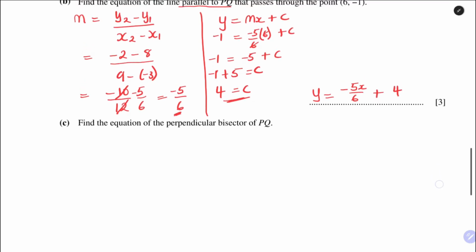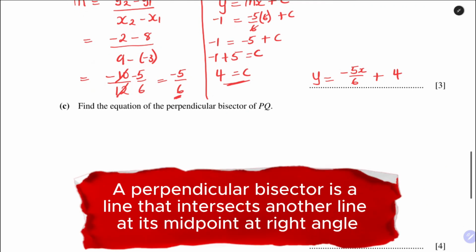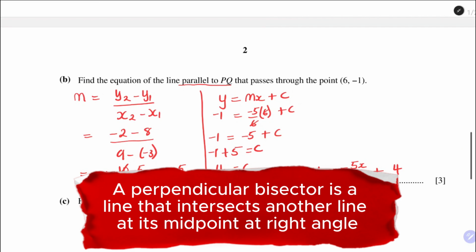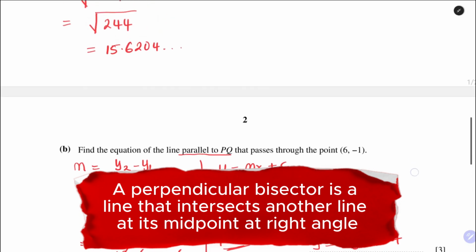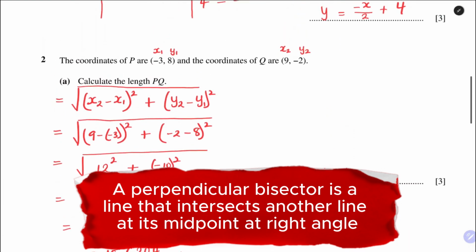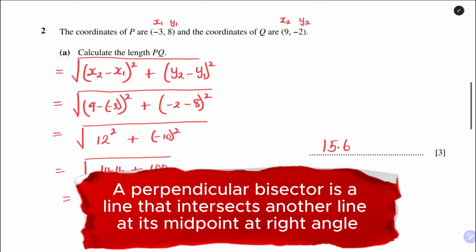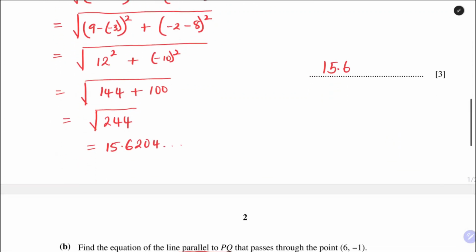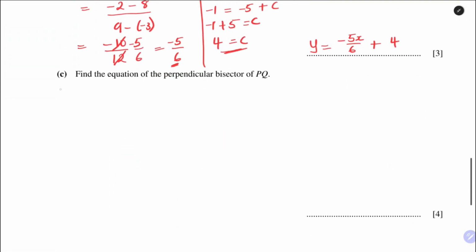And finally, we've been asked to find the equation of the perpendicular bisector of PQ. What is a perpendicular bisector? We know what a perpendicular is. It means the two lines are cutting each other at 90 degrees. But for a perpendicular bisector, it means that the other line is passing through the center of the original line. So we need to go back and find the midpoint of PQ, because that is where our perpendicular bisector will pass through.